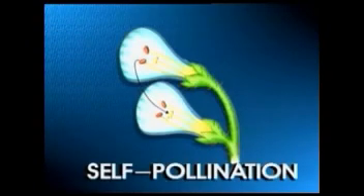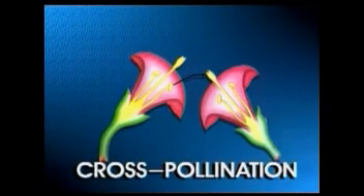The transfer of pollen from the anther to the pistil of the same flower, or of another flower but on the same plant, is called self-pollination. However, when the pollen is carried to the stigma on another plant of the same or related species, then cross-pollination takes place.